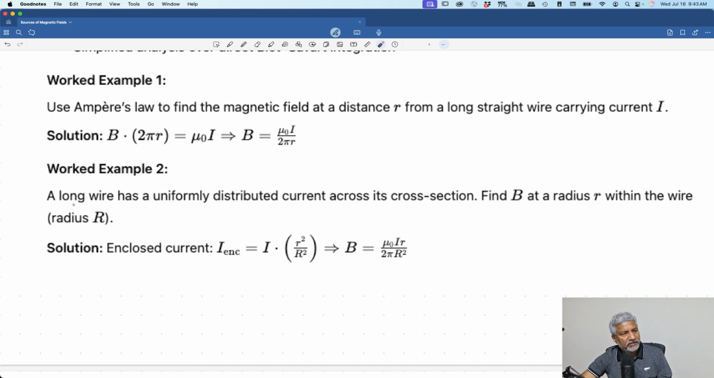And here is a question. A long wire has a uniformly distributed current across its cross section. Find B at a radius within the wire. So this is within the wire. Remember this formula. If it's within the wire, then you get this. But you have to note, if r is 0, that means you're right at the center of a long, thick wire, and then B is 0. So remember, there is no magnetic field exactly at the center of a long wire.